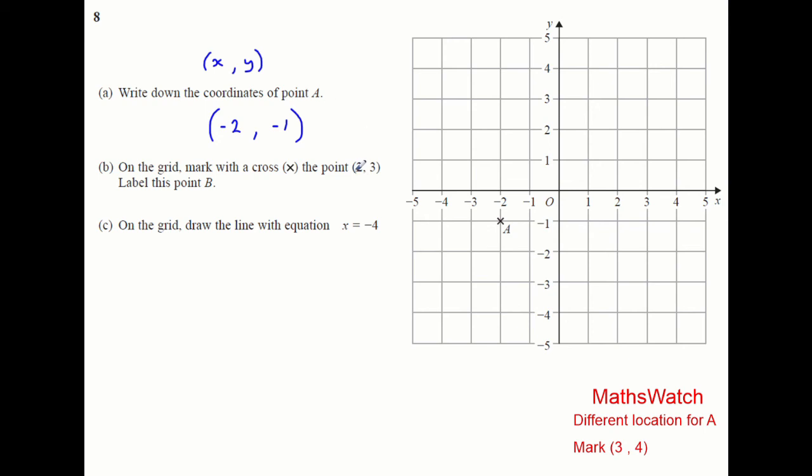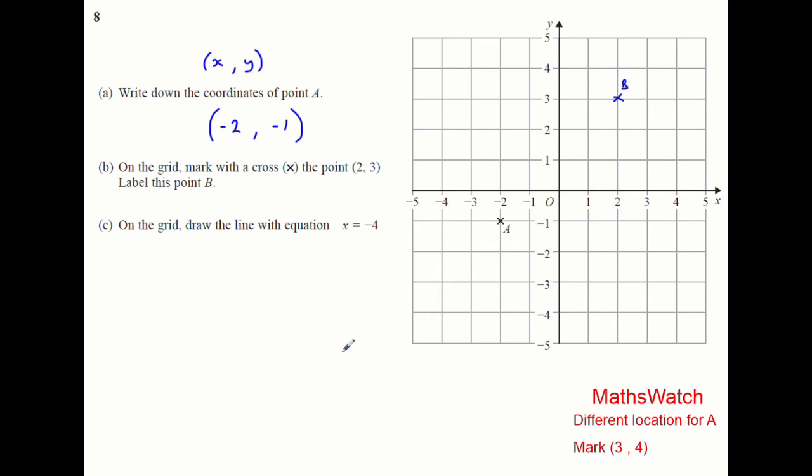Part B. On the grid, mark with a cross the point (2, 3), label this point B. Once again, we have a set of coordinates. The first number is x, so we're going 2 on the x-axis and 3 on the y. So across the 2 on the x-axis, we are here, up to 3 on the y-axis, we're up to here. We're going to mark a cross, and we're going to label it B.